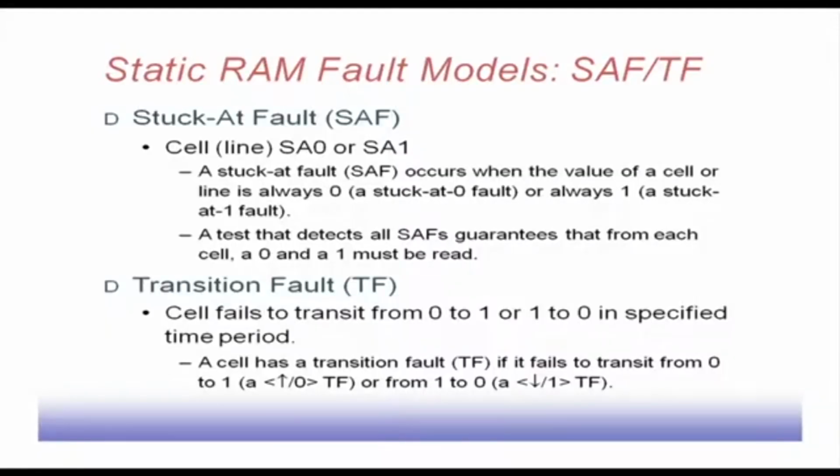A cell has a transition fault if it fails to transit from 0 to 1. This is written as rising, stuck at 0. And 1 to 0 is falling. Previously the bit was 0, now it is trying to rise, and here it means that previously the bit was 1 and now it is trying to fall.